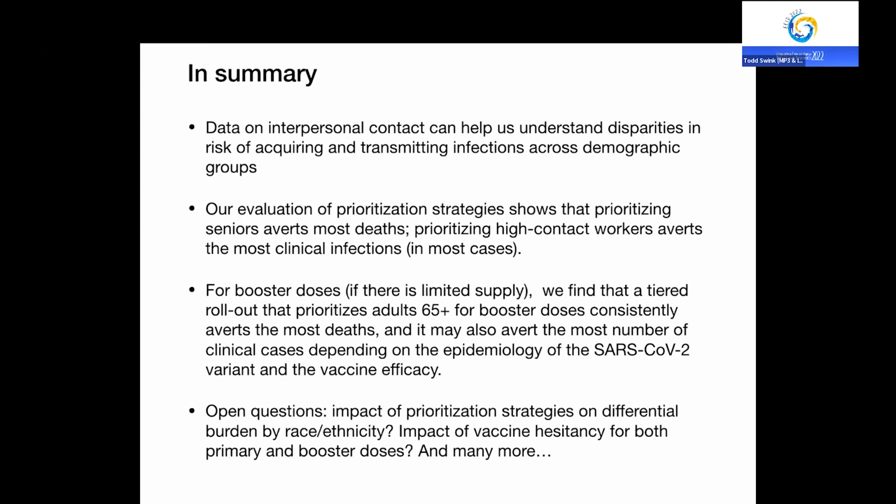We do find that as we would expect, prioritizing seniors does avert the most deaths, but there is some value in prioritizing high contact workers in terms of averting the most clinical infections. And there are many open questions that we're looking into, specifically the impact of prioritizing strategies on differential mortality burden by race and ethnicity, and thinking about the impact of vaccine hesitancy for both primary and booster doses. And we do ask questions about some of that in our survey, and it would be an obvious next step to look at some of those things.